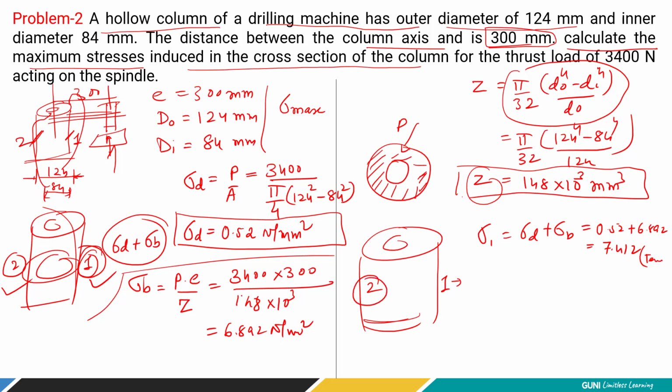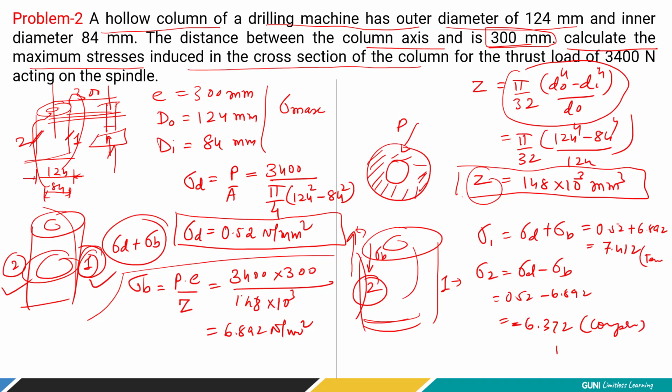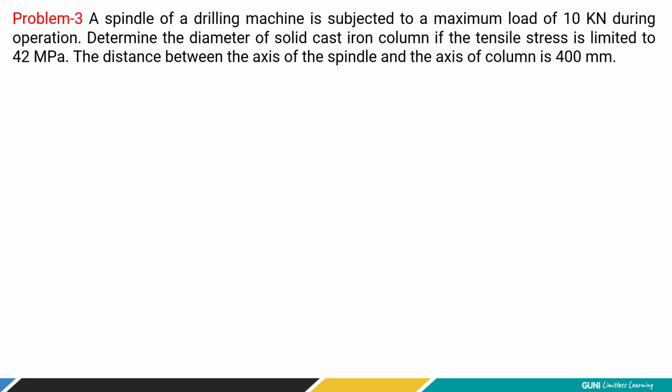Right? At section 2, the stress will be the direct stress minus bending stress. So it is going to be compressed, right? So the direct stress is upward, but the bending stress is opposite. So we have to subtract the bending stress from the direct stress. So here it is 0.52 minus 6.892. This is going to give you minus 6.372. So this is compressive in nature, right? Compressive in nature. Okay. The value is again Newton per millimeter square. I hope it is clear to you.